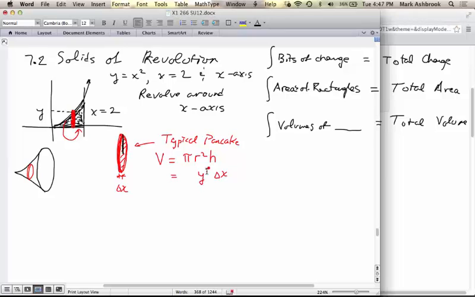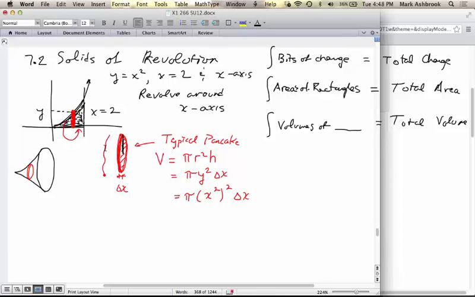It's going to be pi y squared. But we know we're going to be integrating with respect to x, so we need that y in terms of x. What is y? y is x squared. So it's going to be pi times x squared, squared. So we got the volume.